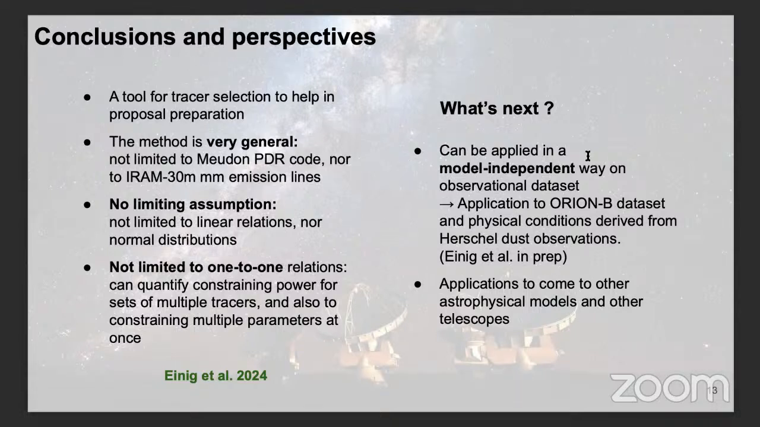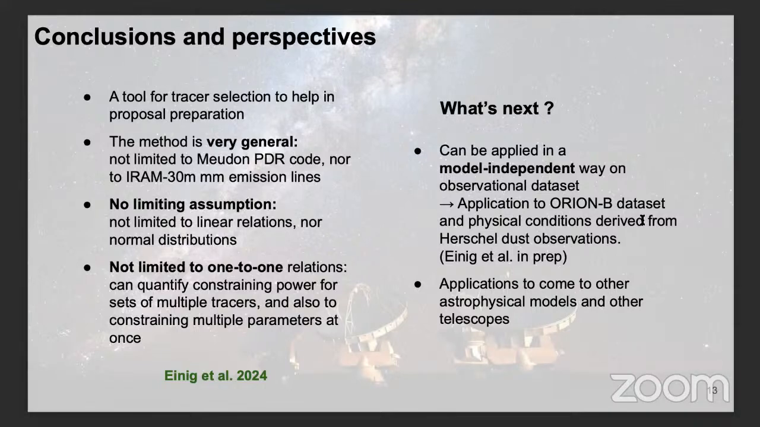And another interesting point is that this method can actually also be applied in a model-independent way, directly on an observational data set. For instance, Luca is working on applying it to the Orion B dataset. So we have the Orion B dataset for molecular emission lines. We have physical conditions derived from Herschel dust observation. And combining the two data sets, we can look at the mutual information between the lines and the physical conditions without relying on an astrophysical model.